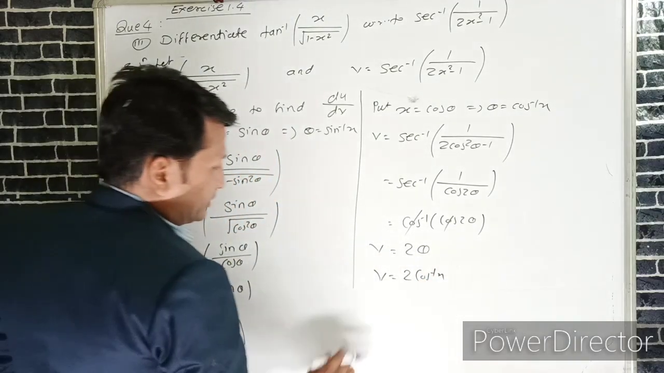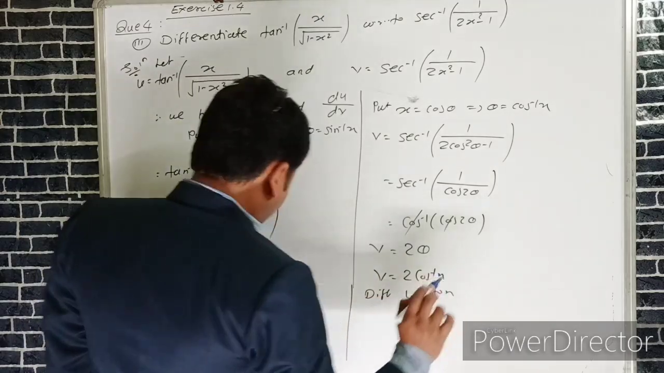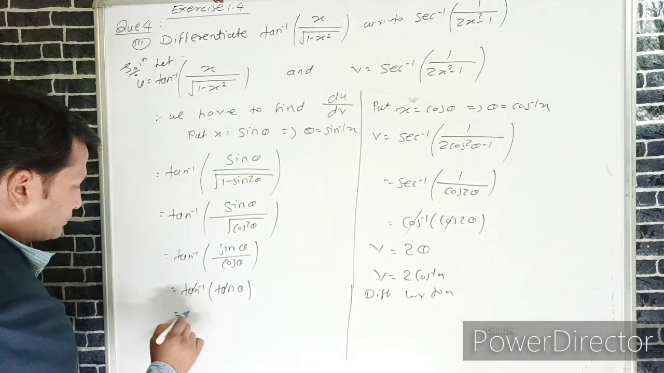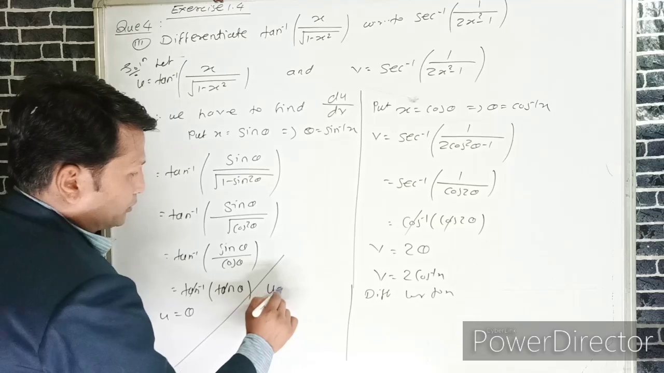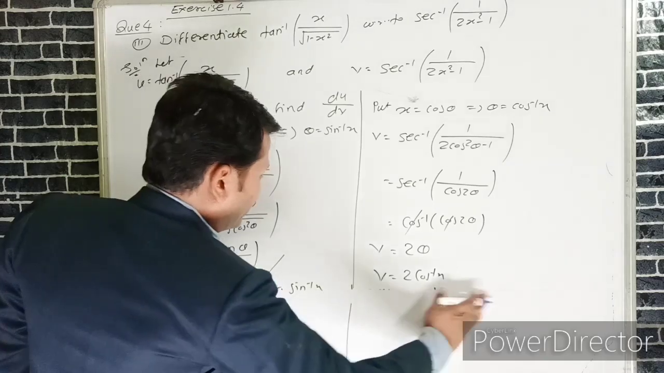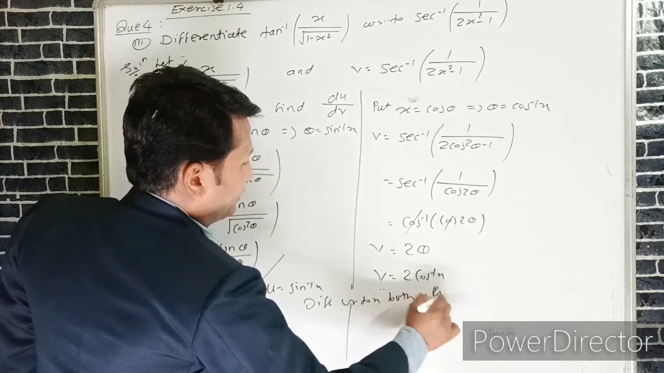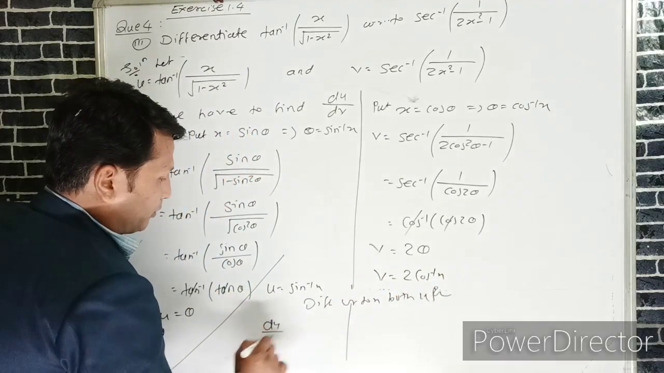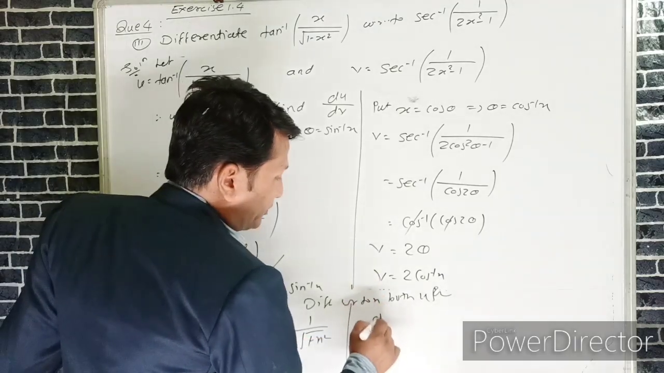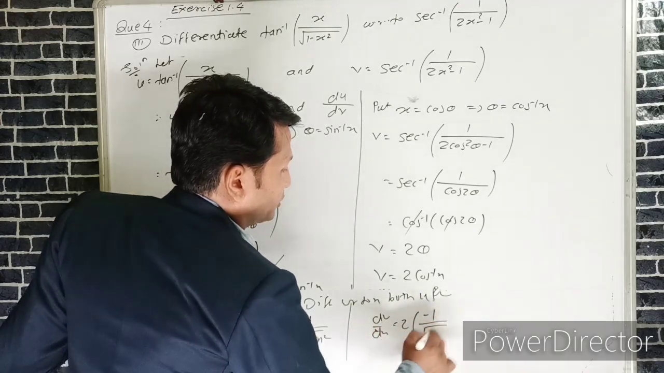If we differentiate with respect to x, we have u is equal to sin inverse x and v is equal to cos inverse x. Differentiating both u and v with respect to x, the derivative of u, du upon dx, is equal to 1 upon under root of 1 minus x square. And the derivative of v, dv upon dx, is equal to 2 into minus 1 upon under root of 1 minus x square.